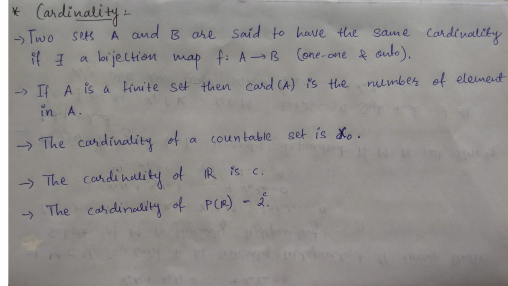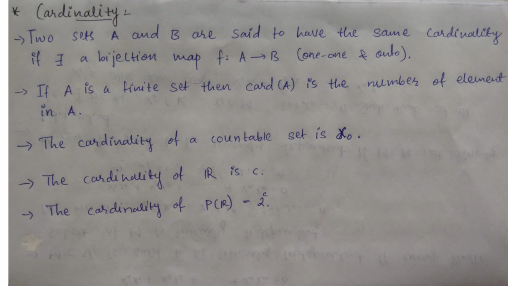If I have two sets A and B and I say that they have the same cardinality, it means cardinality of A is equal to cardinality of B. This happens if there exists a bijection map f from set A to set B. Then I say that these two sets have the same cardinality.